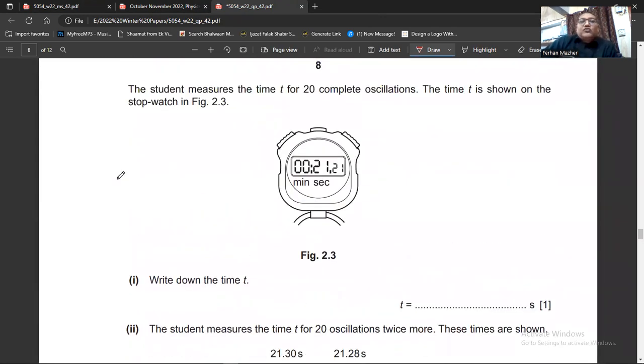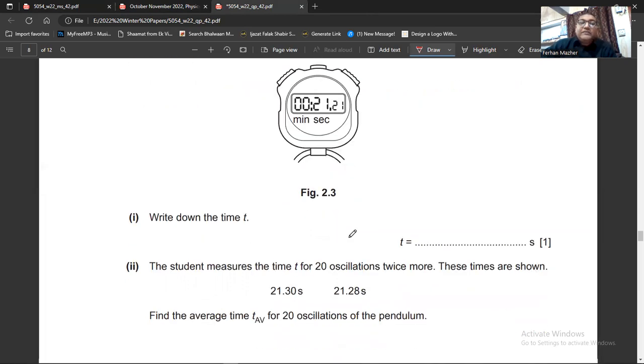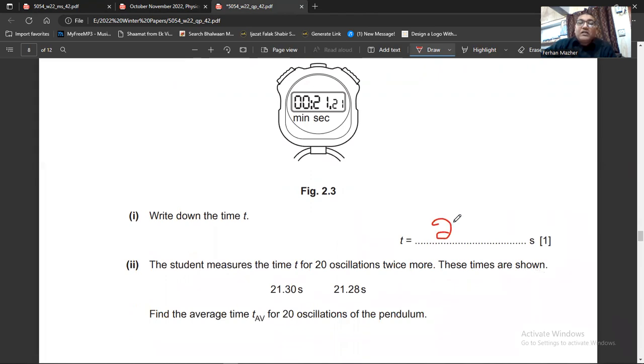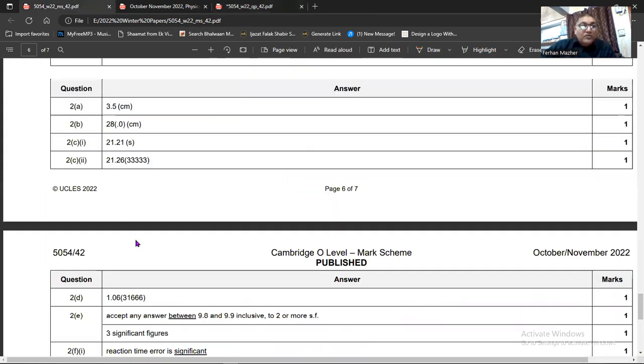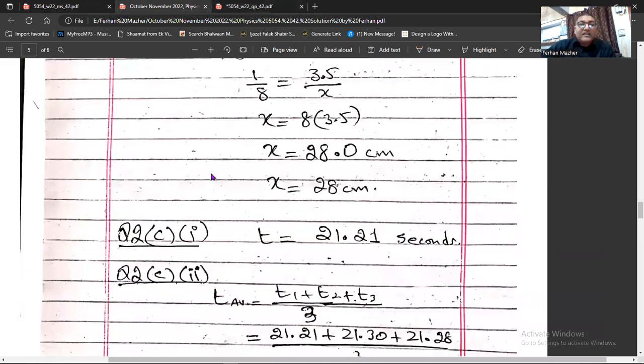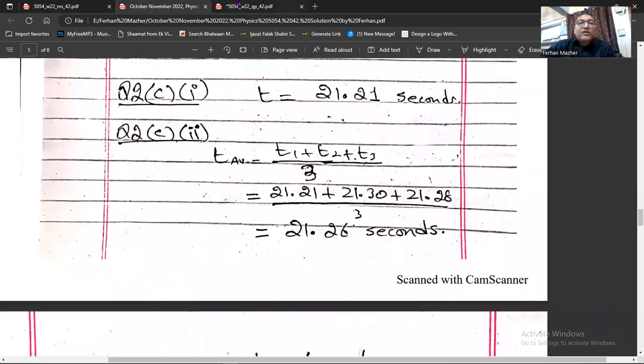The question is, the student measures the time t for 20 complete oscillations. The time t is shown on the stopwatch in figure 2.1. So minutes are 00, seconds are 21.21. So write down the time, that is 21.21 seconds. So our answer is 21.21 seconds.